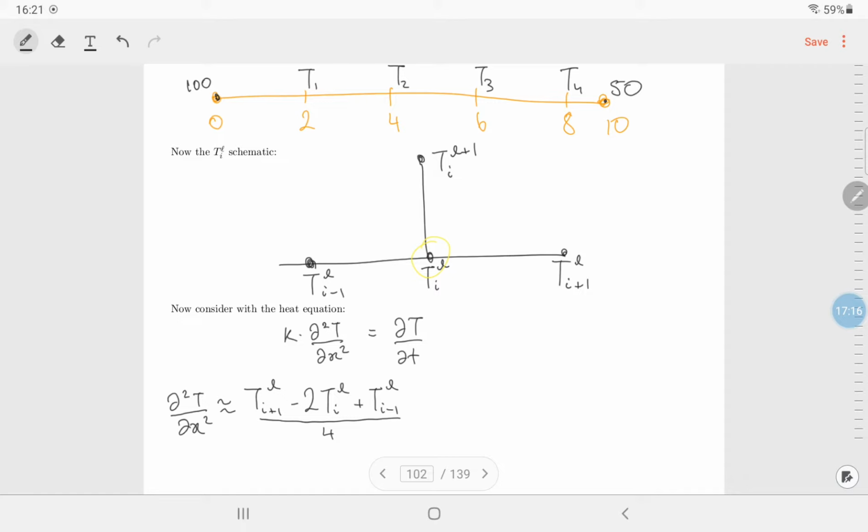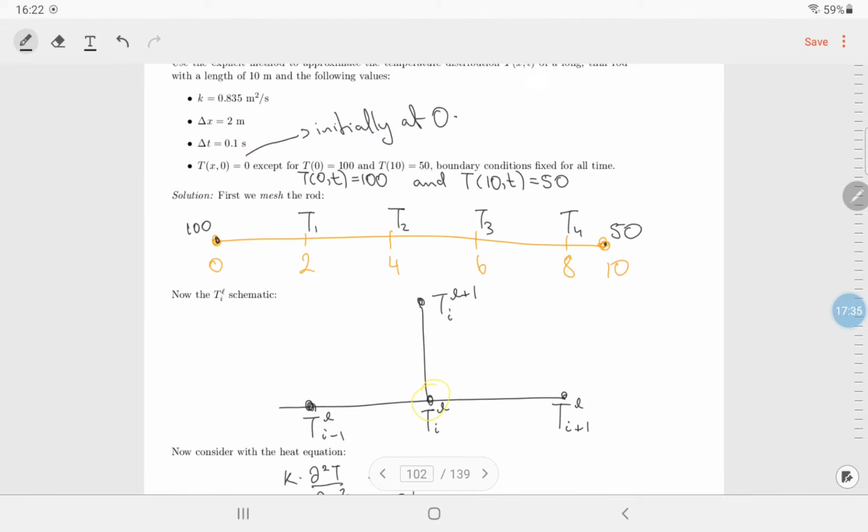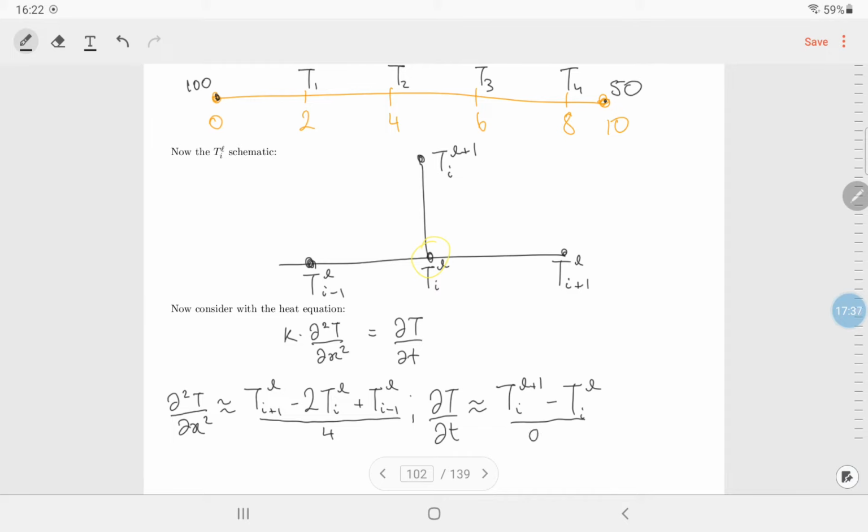Don't we know it's 2? Yeah, because delta x is 2. And also we have that the derivative of temperature with respect to time is next. Now, what's the next thing with respect to time is T_i^(L+1) minus T_i^L, the current, over delta T. Do I have a delta T? It's 0.1 seconds.